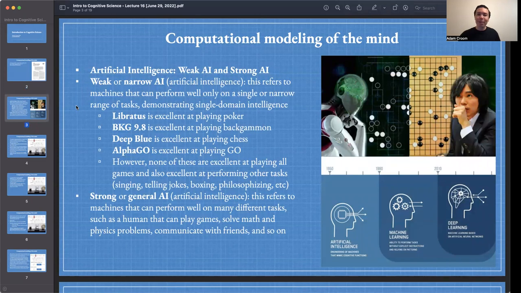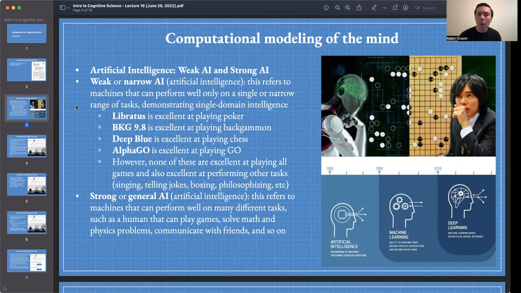So what is artificial intelligence? Well, artificial intelligence can be distinguished into weak or narrow AI and strong or general AI. Weak or narrow artificial intelligence refers to machines or programs that can perform very well on single specific tasks or in single domains of intelligence. For example, we often think of the ability to play a game well, a game like chess, as requiring intelligence. So, we've seen the development of different programs that are able to perform incredibly well on these specific games.